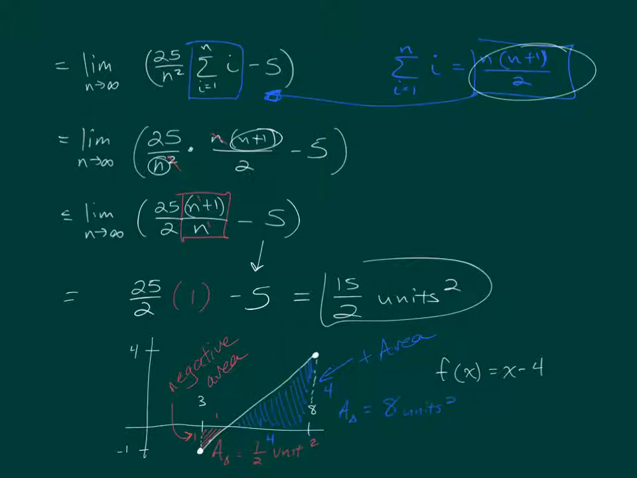And that's how we get this answer of 15/2: we have an area of 8 square units, and we take away what's underneath the x-axis. We take away 1/2 a unit, that leaves you with 15/2 square units.